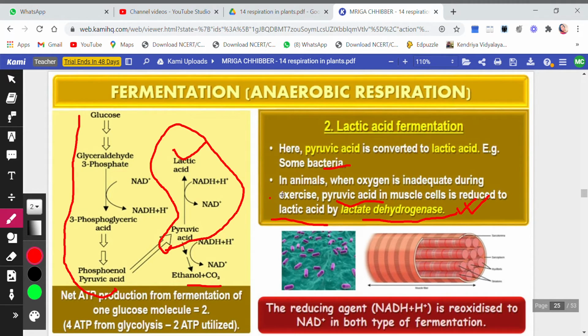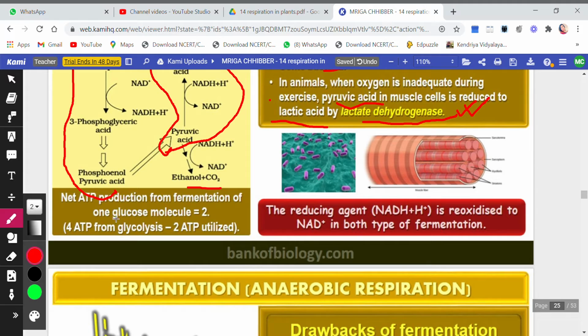And जहां जहां lactic acid accumulate होता है वहां वहां cramps पड़ते हैं, दर्द होती है, and it will take some time. So if you drink lots and lots of water, these acids will be washed out from your body, and within 2 to 3 days you will be in your normal condition. So here, children, the net ATP production for the fermentation of one glucose is again 2. 4 ATP तो glycolysis से मिले ही थे, and 2 यहाँ utilize हो गए. So ultimately, what are we left with? We are left with 2 ATPs.